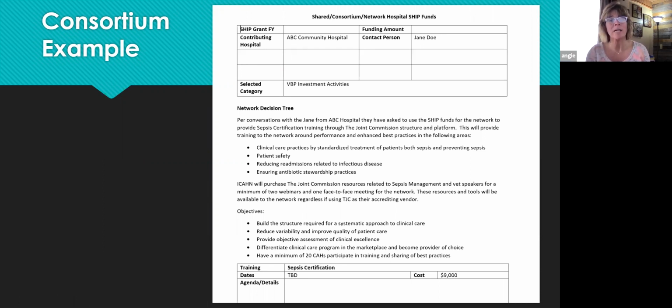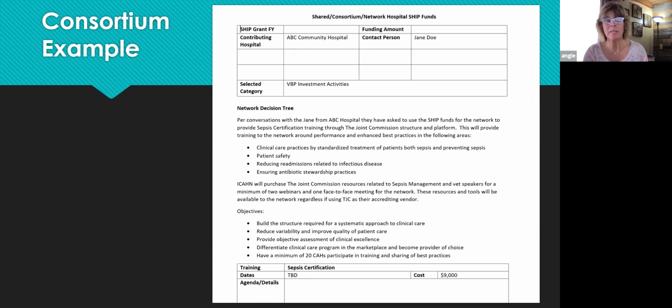And what we're gonna do, how many hospitals were contributing and pooling funds, what were we gonna look at, and then what were some of our objectives. And then as it goes down, it says, here's our date, here's our agenda and details of every single training. And then we looked at how we quantified that with data. How much data did we implement? What did we use it for?